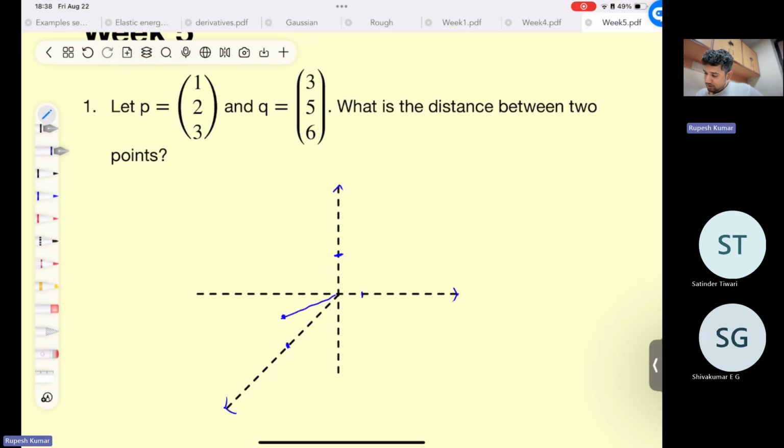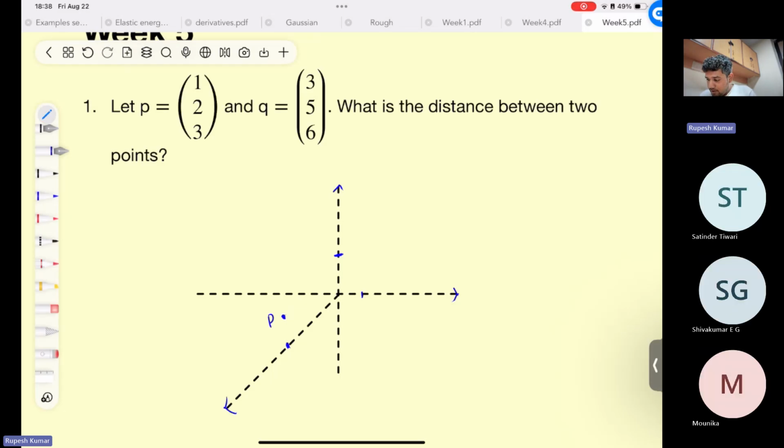Now this is the vector. This is the first vector, and this is the first point, point P. Then (3, 5, 6) again: 1, 2, 3, and then 1, 2, 3, 4, 5, and then 6 here. This will come somewhere here.